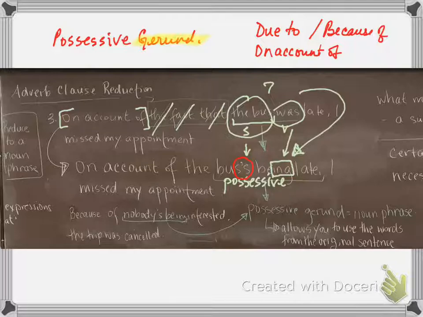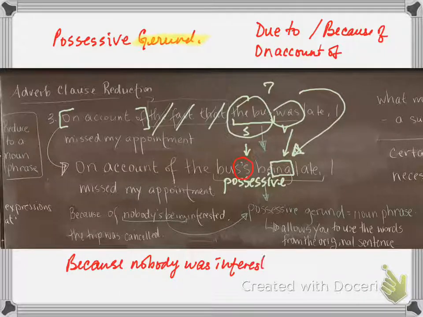The sentence that we had before was, what was it? It was because nobody was interested, right? Because nobody was interested, the trip was canceled. Yeah. The trip was canceled. So what we end up with here is because of nobody's being interested. Sorry, it's because of nobody's being interested.